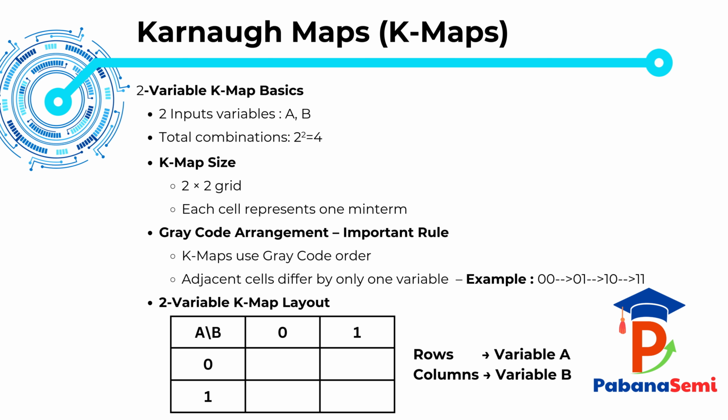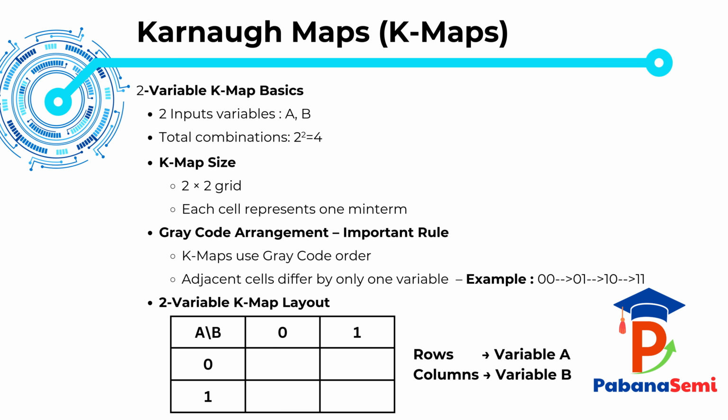2-variable K-map layout. Now take a look at the K-map layout shown below. Rows represent variable A. Columns represent variable B. The top row corresponds to A equals 0, while the bottom row corresponds to A equals 1. Similarly, the left column corresponds to B equals 0, and the right column corresponds to B equals 1.